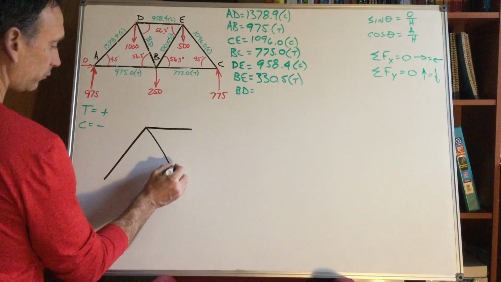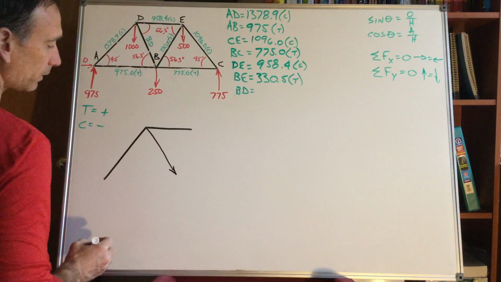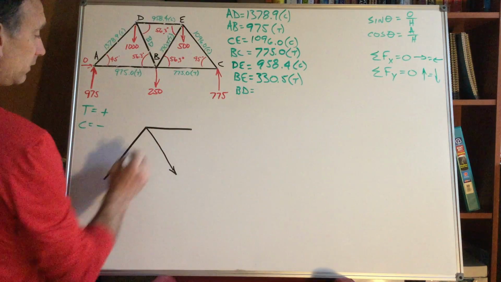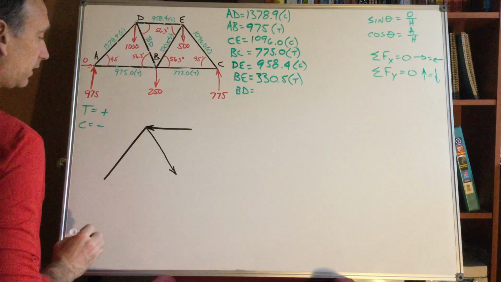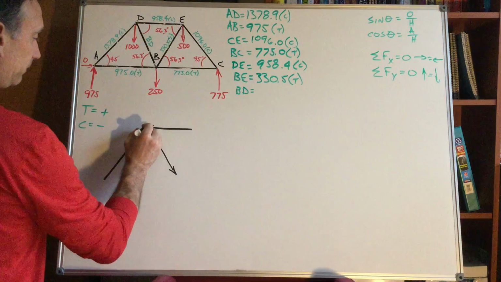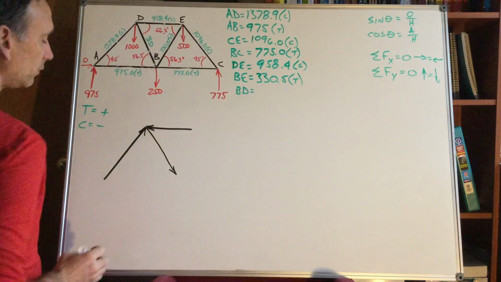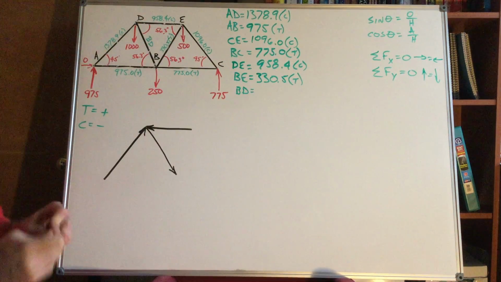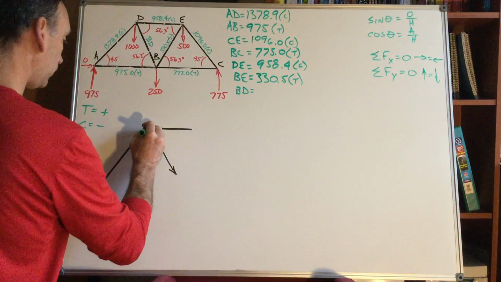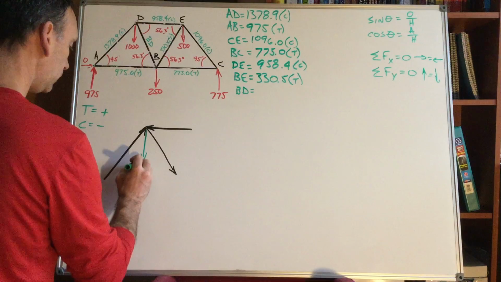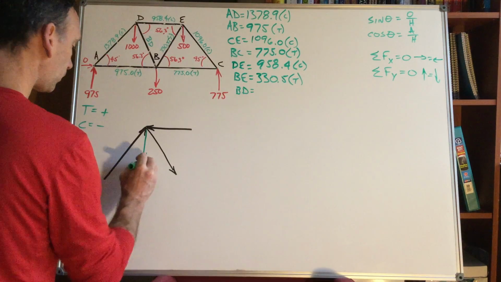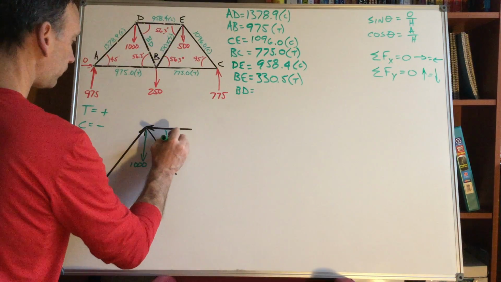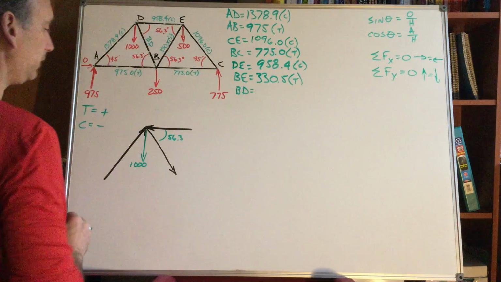Now we are assuming that BD is in tension, so we're going to draw it that way. We know that DE is in compression, so it is going like that. We know that AD is also in compression, so it is pushing into the joint. And then we have our external force of 1,000 pounds. We also have this internal angle here of 56.3.